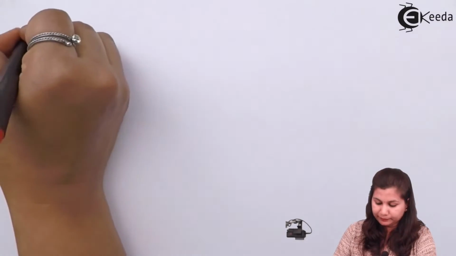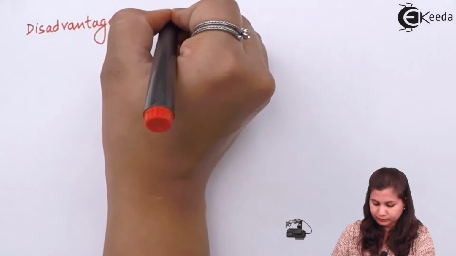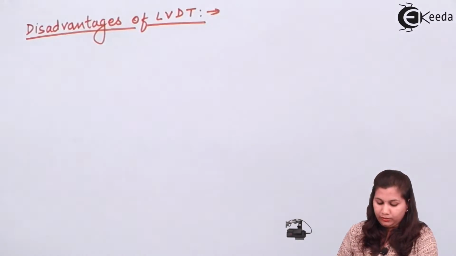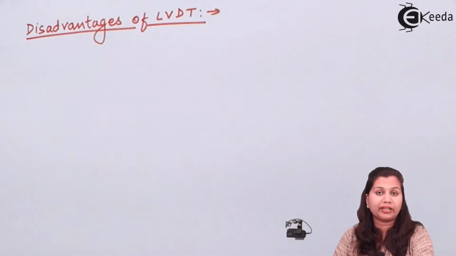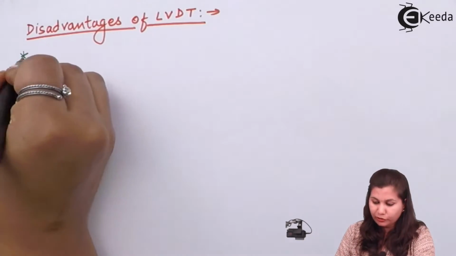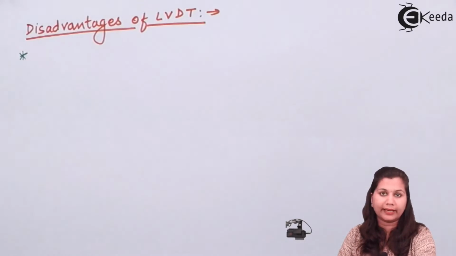Now let's come to the disadvantages of the LVDT. The disadvantage is that if we are measuring very large displacements, then a very large differential voltage will have to be produced. So it is difficult to measure a large amount of displacement through the LVDT.